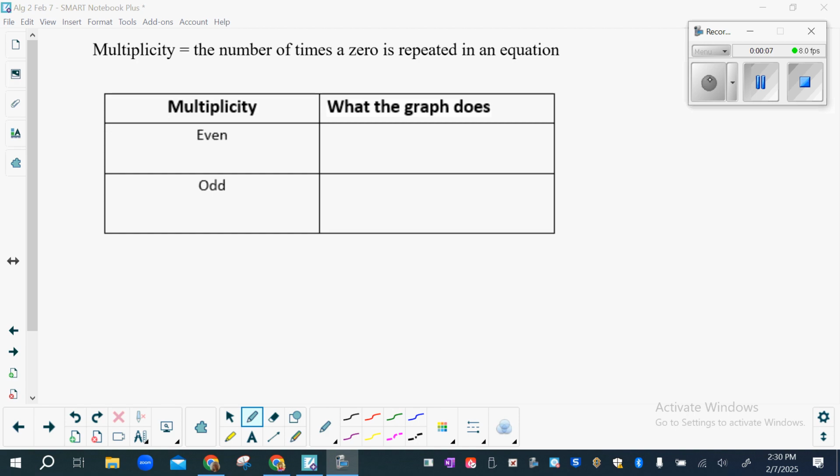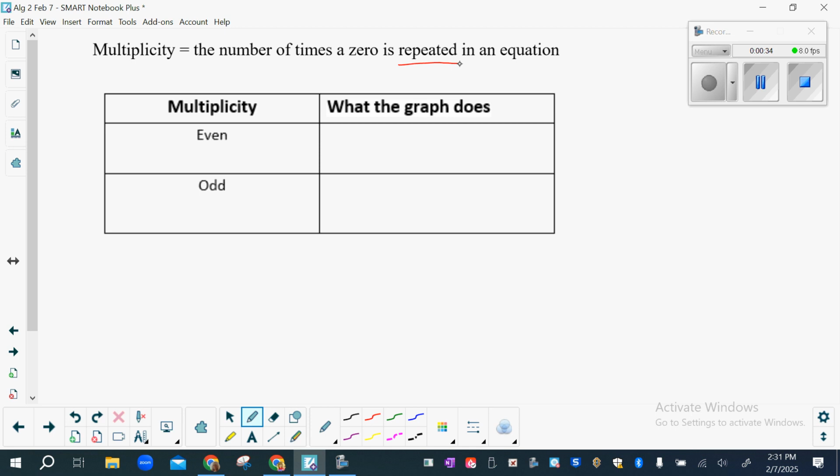So multiplicity is a new word. Multiplicity. Yeah, root word. So multiply. So multiplicity. No, it's the number of times a zero is repeated in an equation. Repeated.